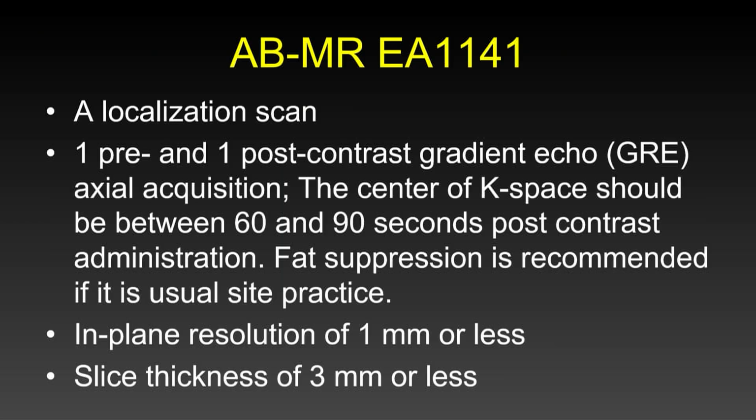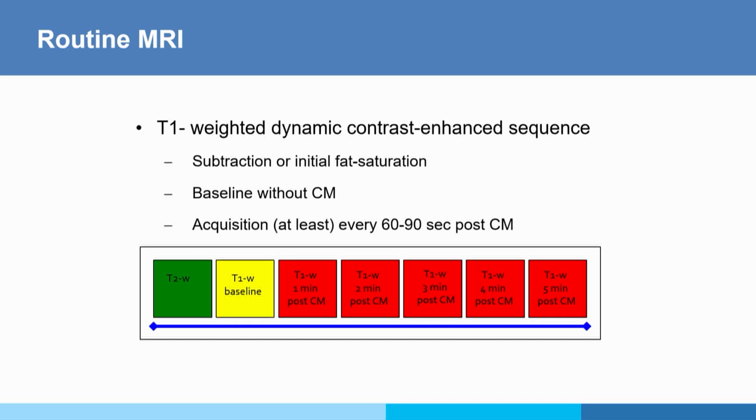So as I mentioned, for the trial, it was the EA1141. We had a specific protocol, which was along the lines of the breast MR accreditation program, 1 millimeter or less in size voxel in-plane, and less than 3 millimeters slice thickness. And as I presented earlier, we did some ultrafast in this trial, but that was just exploratory. We didn't use that for the interpretations.